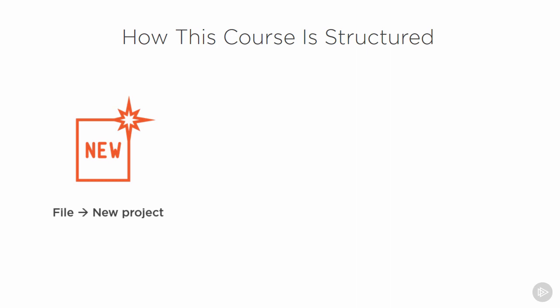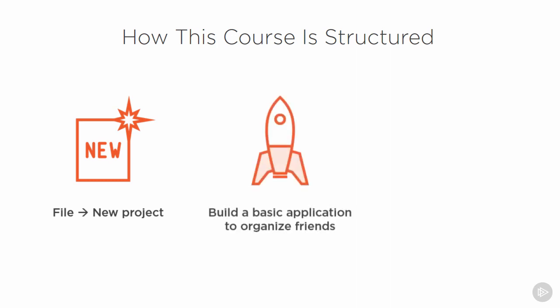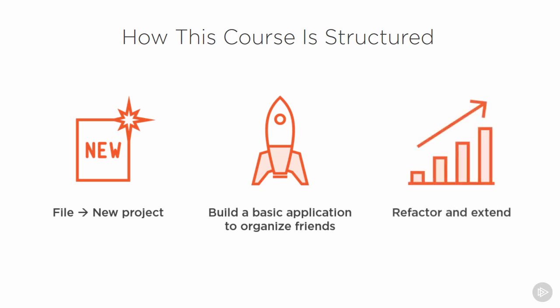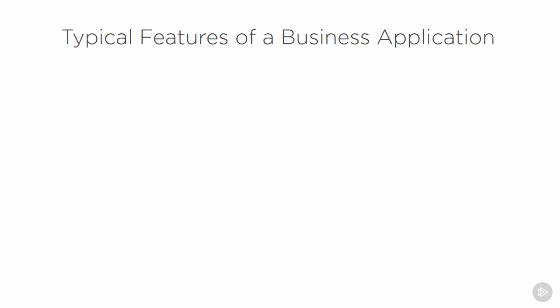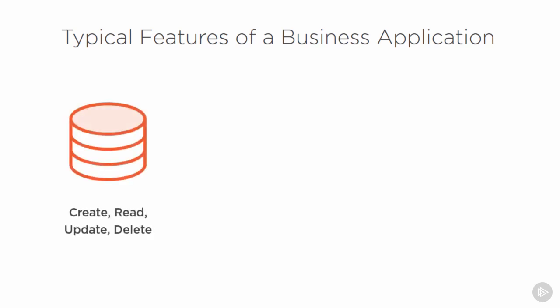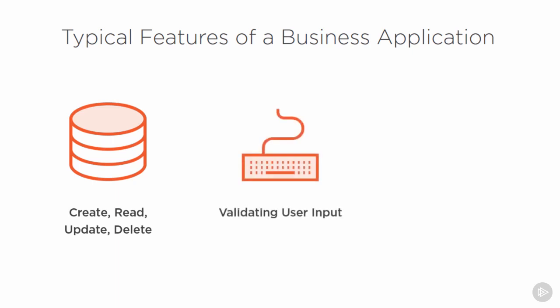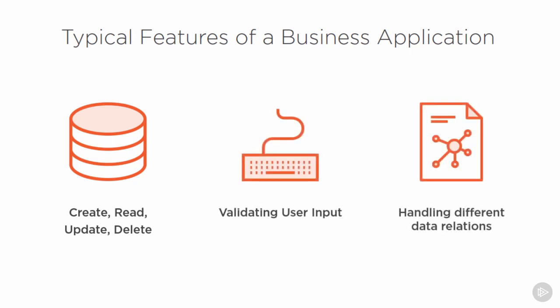After you have created your new project, you will build a basic application to organize friends. For the rest of the course, you will refactor and extend the Friend Organizer application so that it has typical features of an enterprise app. But what are these typical features? Typical features of a business application are create, read, update and delete entities, validating user input, handling different data relations, like for example a many-to-many relationship, and much more.